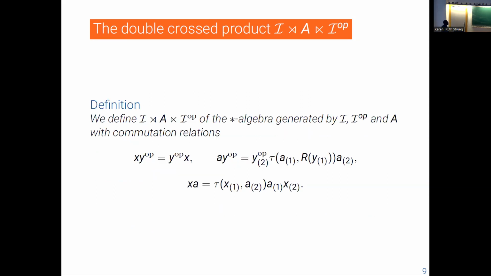Now we give the definition of this double cross product, which is the star algebra generated by I up and A with this commutation relation. We have this first commutation relation, which is the relation between I and I up. We have this, which is the relation between A and I up. Note that it is necessary to have this area, which is the unitary antipode, to have the star structure work here. And also here, we have the relation between I and A.